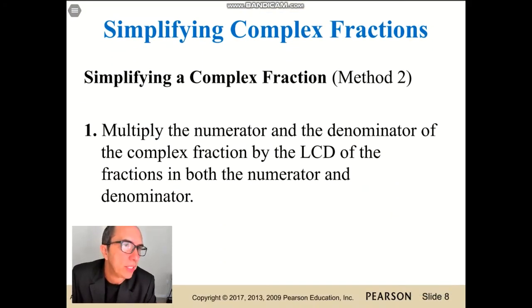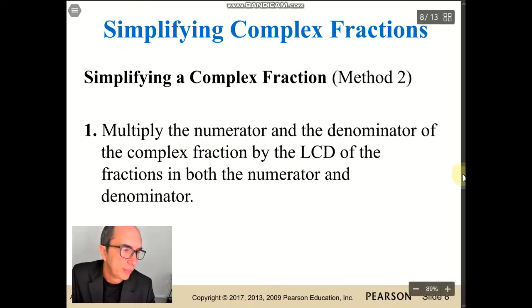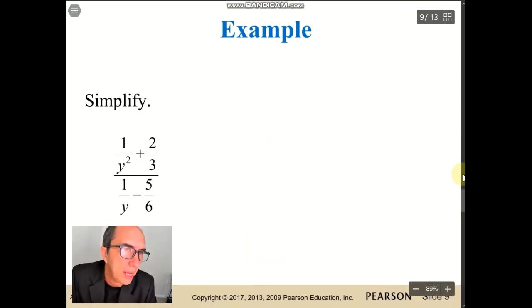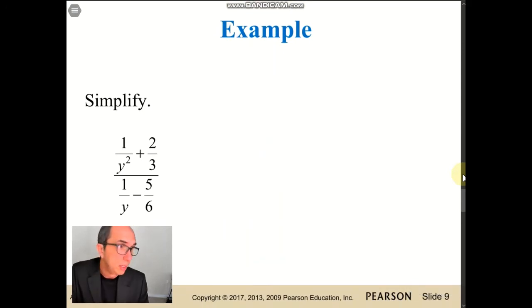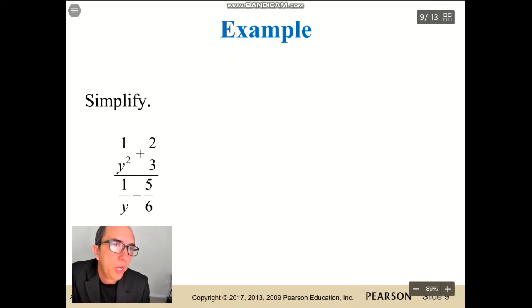To simplify a complex fraction using method number 2, the first step is to multiply the numerator and the denominator of the complex fraction by the least common denominator of the fractions in both the numerator and the denominator. Applying to an example, check this example here. Let me write here on top. We have the following denominators. We have y squared, we have 3, right? We have y, and we have 6.